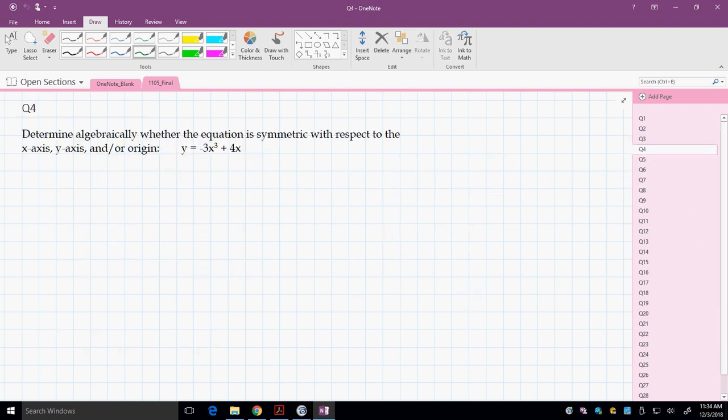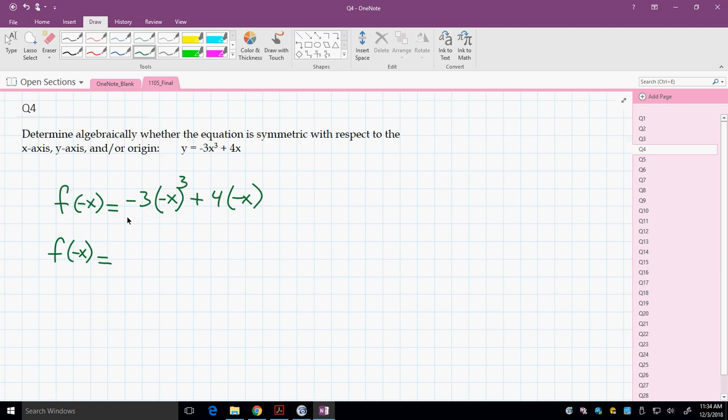Question number 4. Determine algebraically whether the equation is symmetric with respect to the x-axis. For that, we are going to substitute all our x's with negative x. So negative 3 times negative x raised to the third power plus 4 times negative x. For f of negative x, any number raised to an odd power will always stay negative if it's negative.